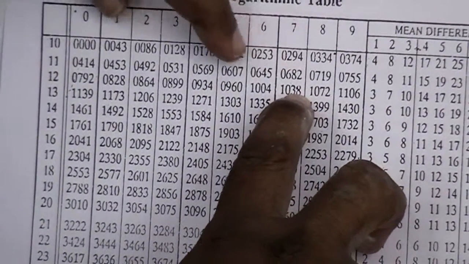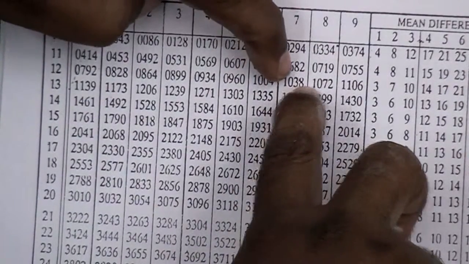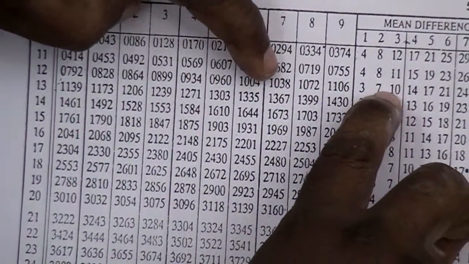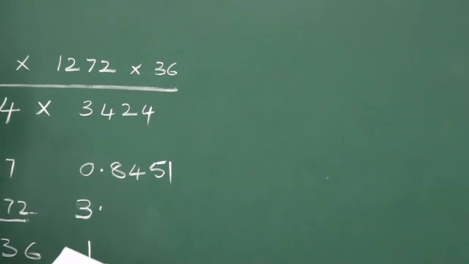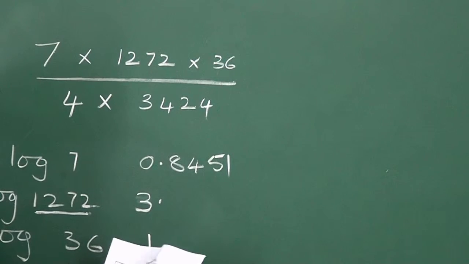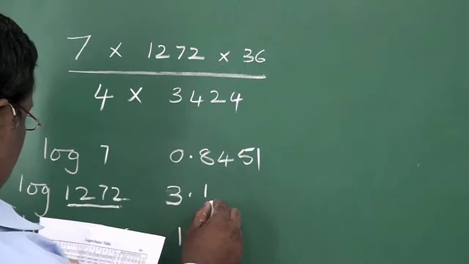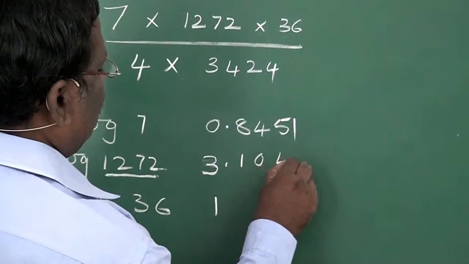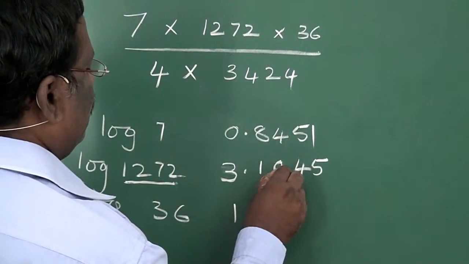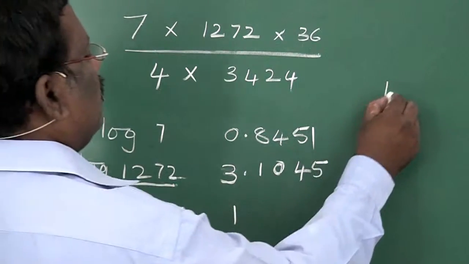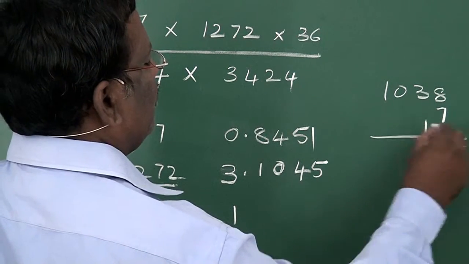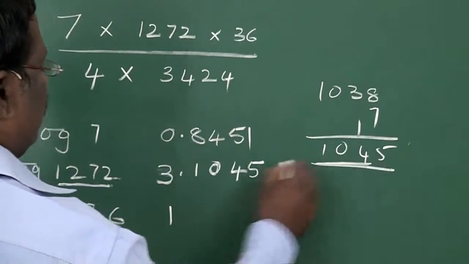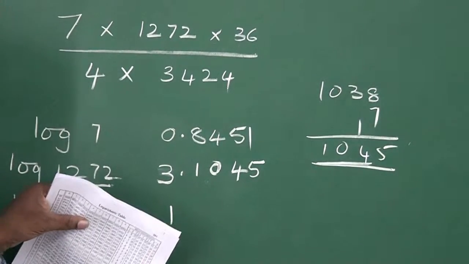1038. And the fourth number, you should go through the mean difference, that is 7. So if you add 7 to this 38, it will become 45. So this log value of 1272 is 1045. 12 against 7, 1038. Mean difference 7. So you add it: 1045. This is the logarithmic value of log 1272.